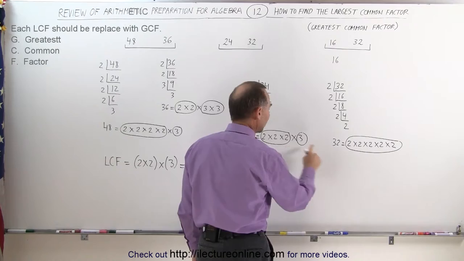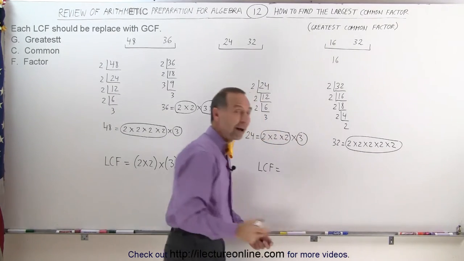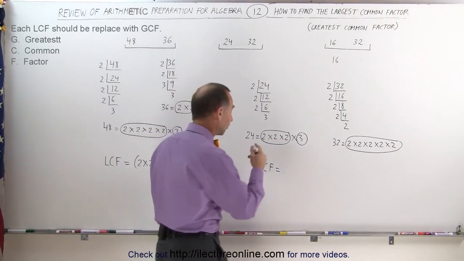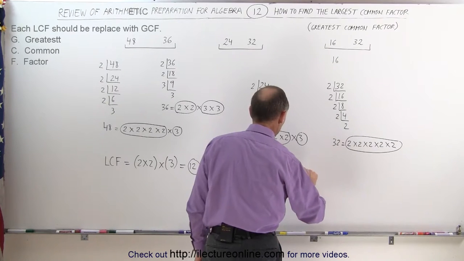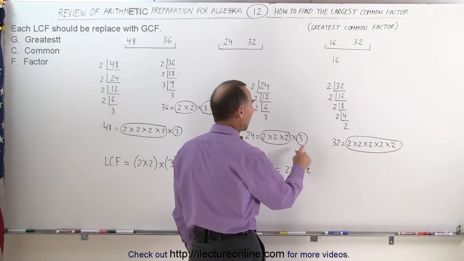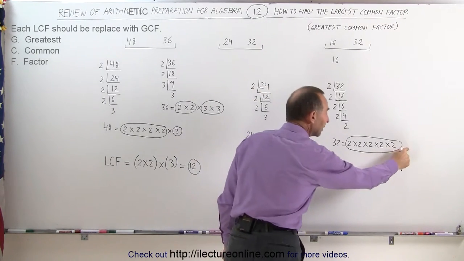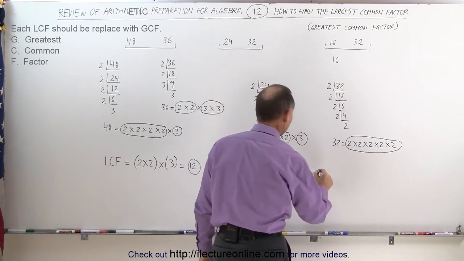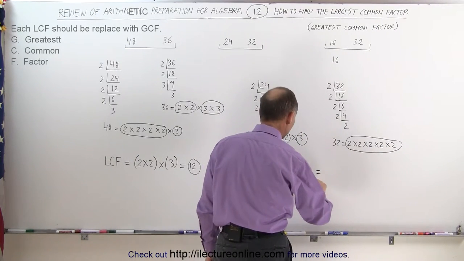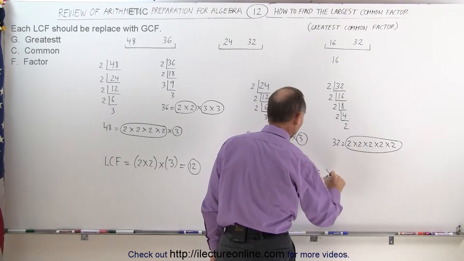We have three 2s here. We have five 2s over here. We grab the smallest of the numbers. That's three of them: 2 times 2 times 2. And here we have one 3, but here we have none. That means we can't grab any 3s. This then becomes the largest common factor, 2 times 2 times 2, which is 8.